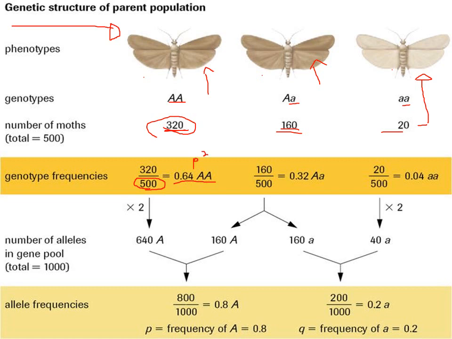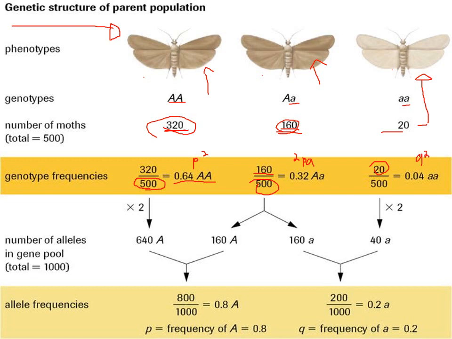If you wanted to figure out the frequency of the heterozygous, you simply do 160 divided by 500, because it's 160 heterozygous individuals out of 500 total. This would be 0.32. This would be your 2pq. And if you want to find the frequency of the homozygous recessive, simply do 20 divided by 500, and you get your q squared.